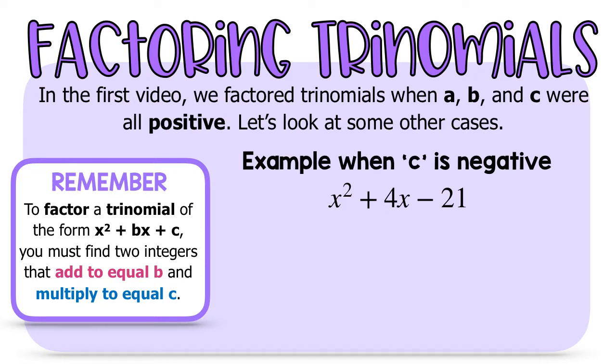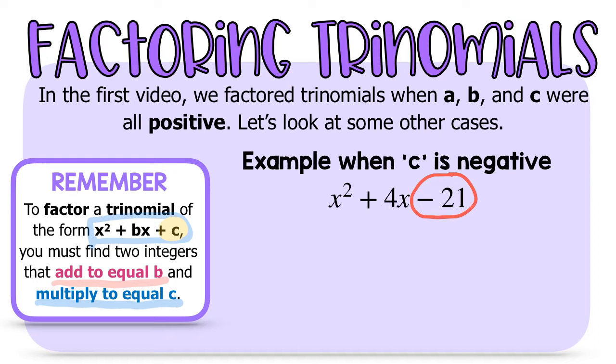So we want to think about this the same way that we did in the previous video. Remember that the whole goal is to figure out factors of C, which is that last number, that will add up to equal B, which is the middle part, and multiply to equal C. So we're trying to figure out factors of 21. So let's go ahead and start with that. Let's start with 21 here.